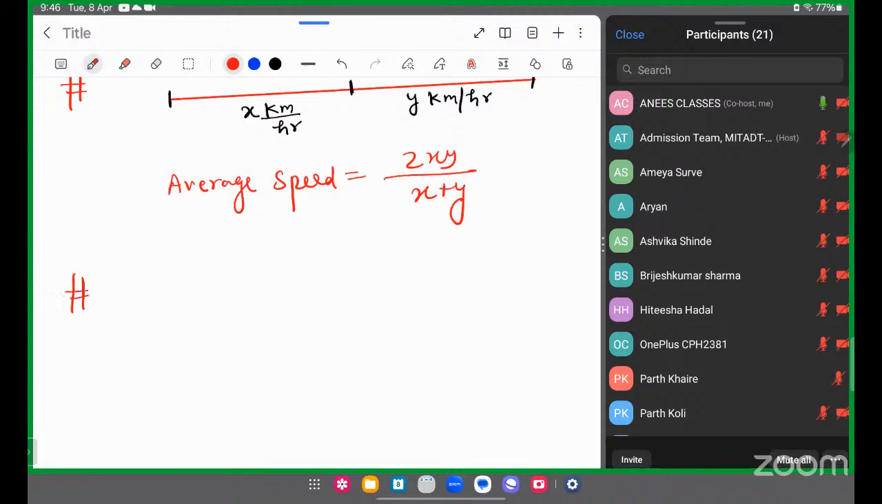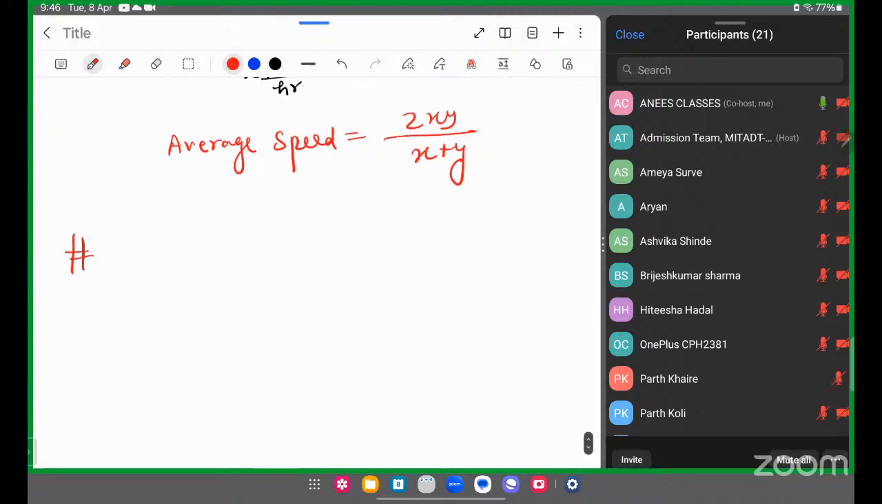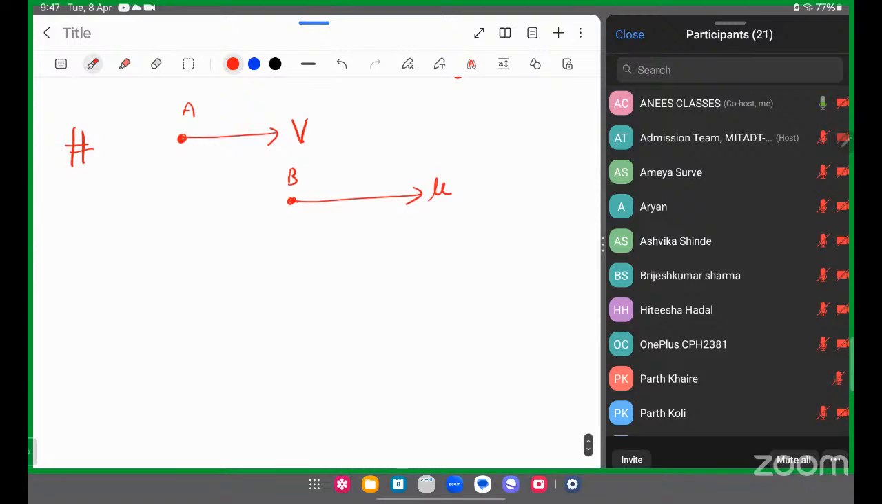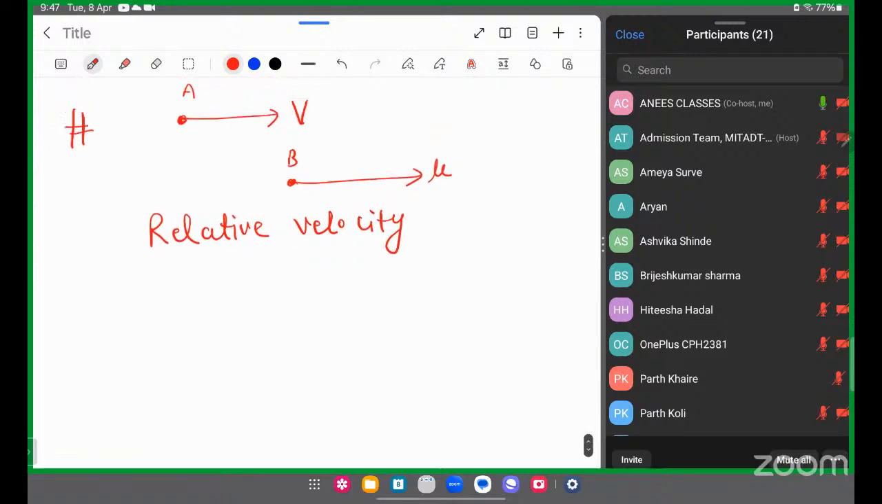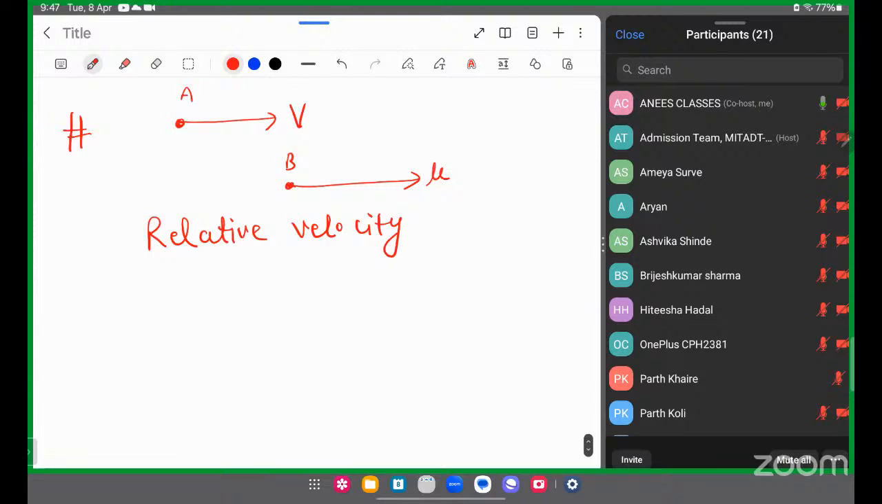Understood? Next, if a person A is moving in this direction with velocity u, another person B is also moving in the same direction with speed u, what will be their relative velocity? Do you know what will be the relative velocity? It's simple physics.